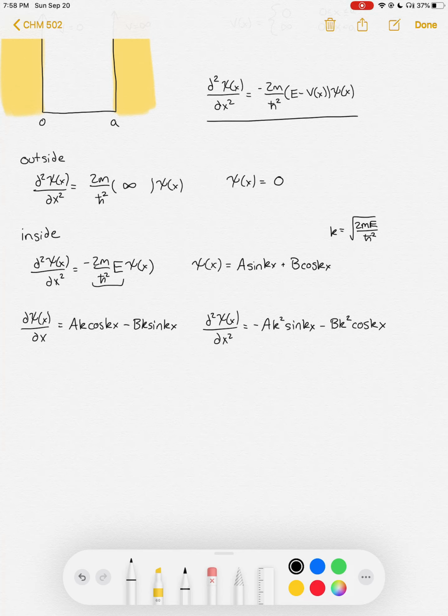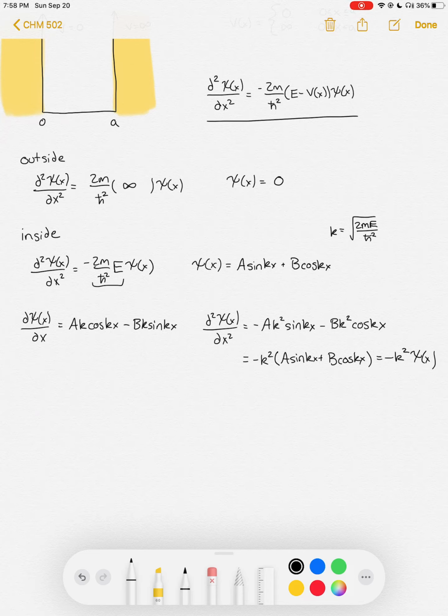In this case, we can just factor out a minus k squared. That gives us a sine kx plus b cosine kx, which means that the second derivative of the wave function is equal to minus k squared times our original function. And what's k? Well, k is the square root of 2mE over h bar squared, and so negative k squared is equal to negative 2mE over h bar squared. So it turns out that this function is a good solution to our Schrodinger equation here.